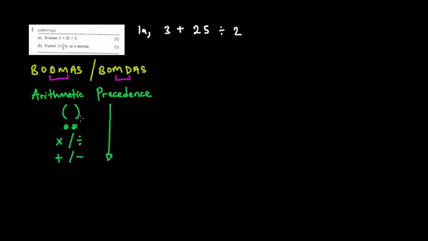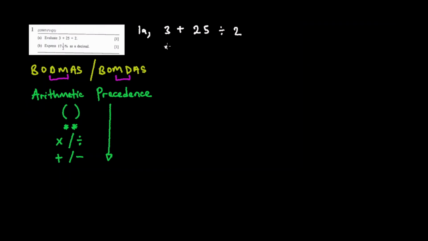Start with solving what is inside the brackets. Then you go to solving powers. After powers, you either multiply or divide. Then lastly, you add or subtract. Now, if we take what we learned here to answering our question, we can see that we do not have brackets, neither do we have powers. But here we do have division and also addition. Looking at this arithmetic precedence, we see that we have to start by dividing before addition.